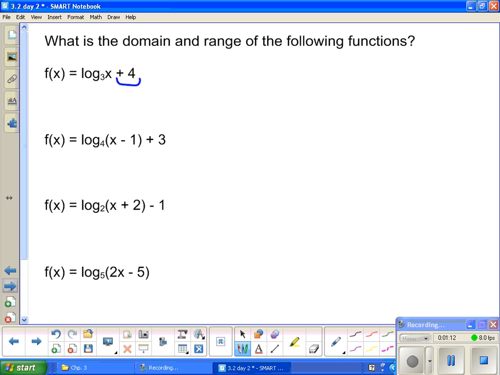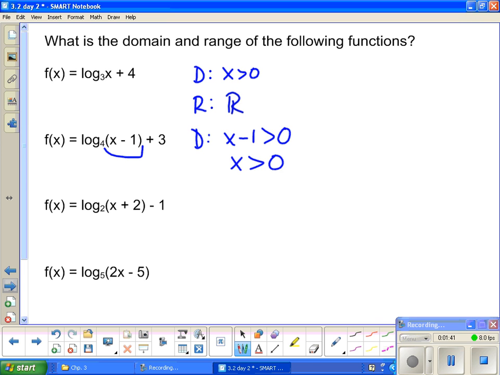This is a k-value. Notice it is outside the parentheses, unlike the next example where we have parentheses around something. So here, my domain, x is greater than 0. My range, all real numbers. In this example, this whole thing, x minus 1, has to be greater than 0. So x is greater than 1. And my range is all real numbers.